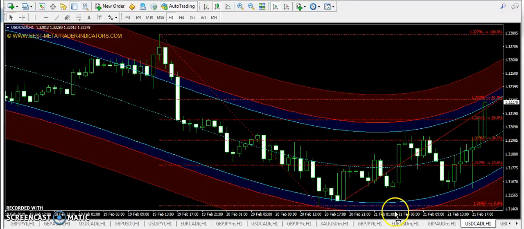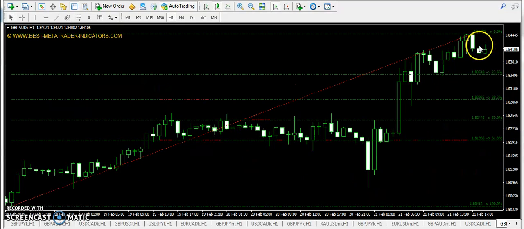As we explained in USD Canadian dollar, it took one day to reach almost the 61.8% level, but it was a lucky day because the volatility was high on USD Canadian dollar. But let's see how volatility goes on Great Britain pound AUD. So my signal for Great Britain pound AUD is definitely bearish, and I'm looking for a bearish trend. So guys, if you want to trade it at your own risk, then you can definitely trade it.